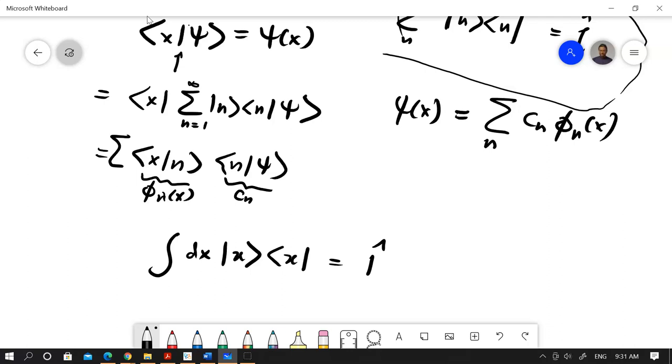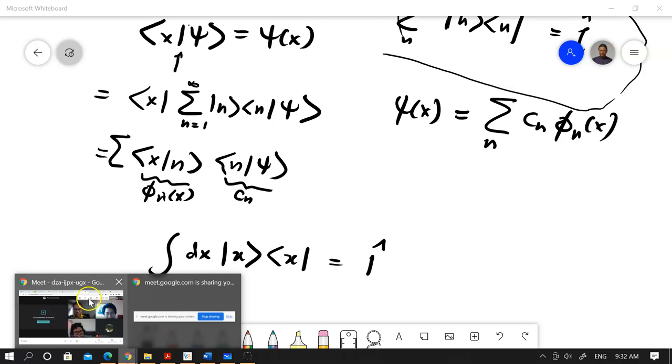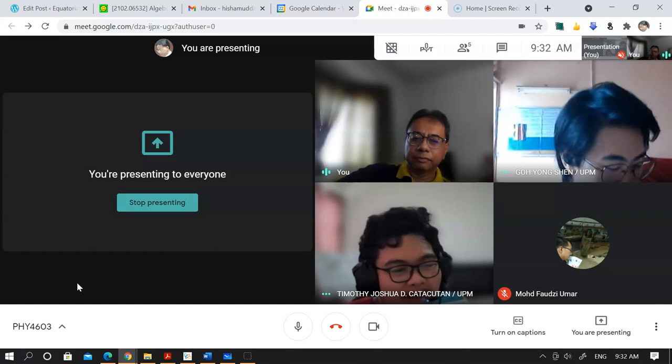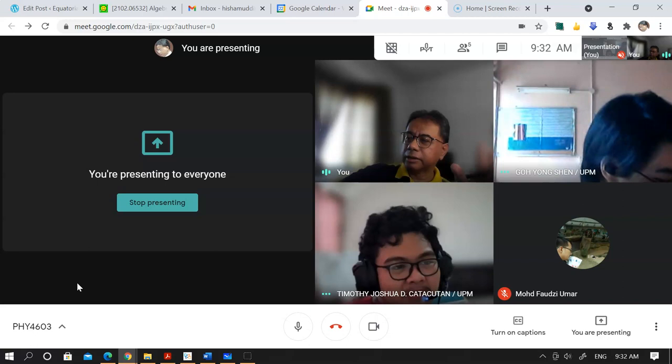Since you have not seen this before, I will try to attach the relevant notes. I'm not going to give you all of them, just the relevant notes with respect to the position representation and momentum representation. The relationship between position representation and momentum representation is just a Fourier transform. Did you learn that? I will give you those notes to help refresh some of the things and show how it fits into this bigger framework.